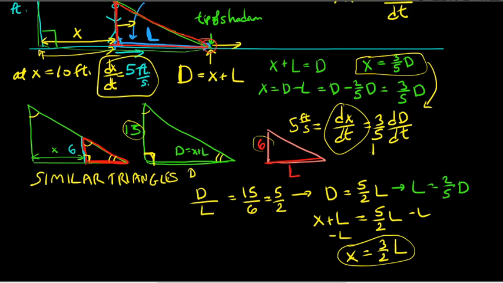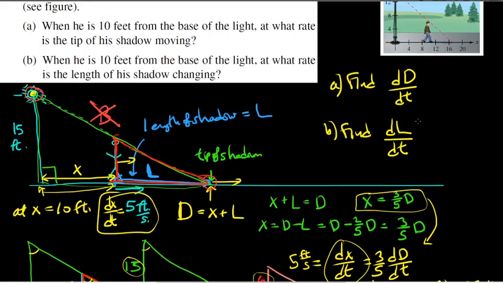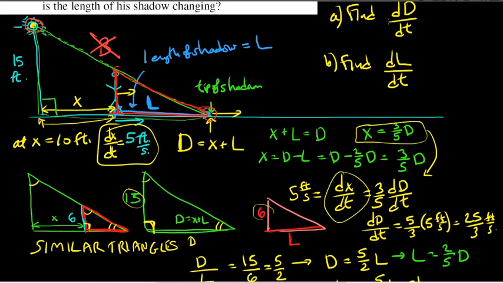And so if you multiply by 5 over 3, the derivative of D is going to be 5 over 3 times 5 feet per second. So that's 25 over 3 feet per second. So that's the answer to the first question. Capital dD over dt is 25 over 3 feet per second.